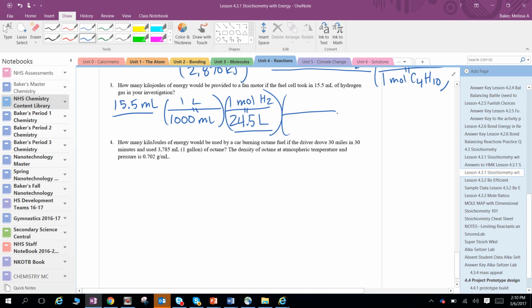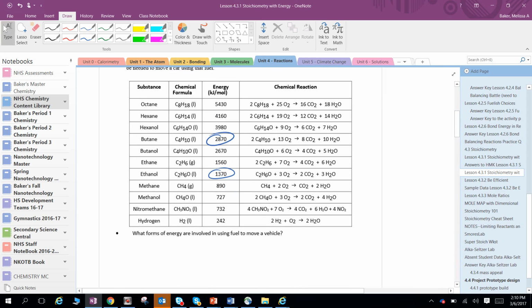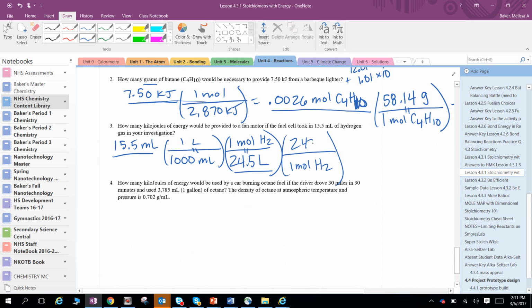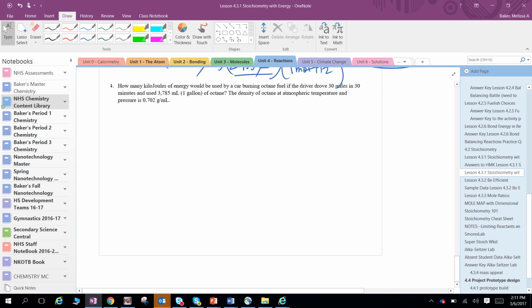So now we can use hydrogen's value from that table at the top. 1 mole of hydrogen releases how many kilojoules of energy? 242 kilojoules. And we multiply everything on the top, divide by everything on the bottom, and we get 0.153 kilojoules. So I can slash out all of my units that are canceling out here to see that, yes, indeed, we end with kilojoules.